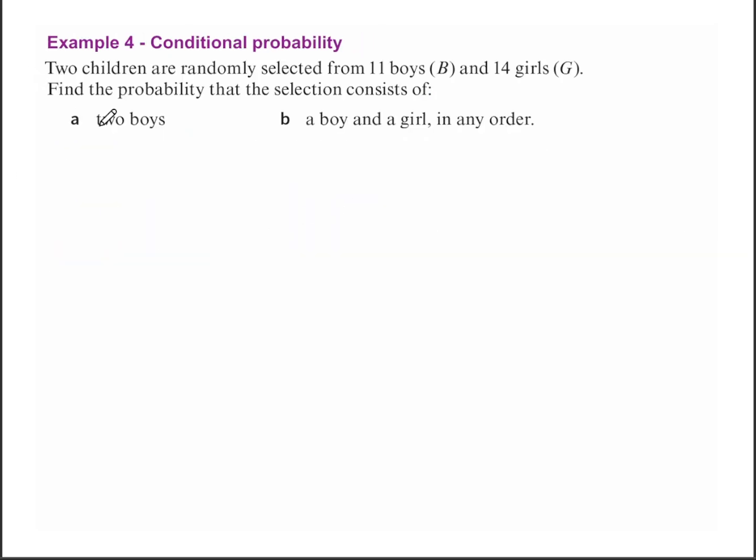Now we're told 2 children are randomly selected from 11 boys and 14 girls. Find the probability that the selection consists of 2 boys. So you having 2 boys being selected means the first one has to be a boy. So the first selection has to be a boy, meaning you have 11 out of 25 probability of that boy being selected the first time. Then the second time the boy gets selected, remember, the number of boys has gone down to 10. The number of total students has gone down to 24. So times 10 over 24. What this ends up giving you after simplifying is 11 over 60. That's the probability that 2 boys are selected out of the selection of 2 children.